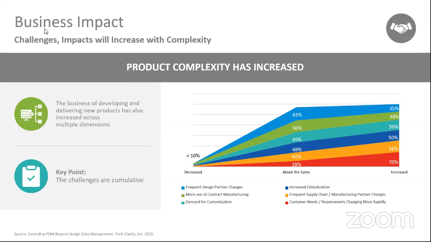Manufacturing products have also gotten more dynamic. Over one third have increased contract manufacturing, but more telling is that the majority have experienced more dynamic supply chains. 56% say they have more frequent supply chain or manufacturing partner changes. All of them have seen continued increases in globalization and the demand for customization.